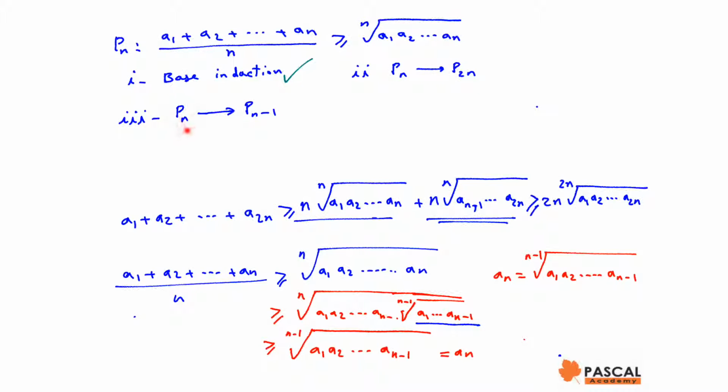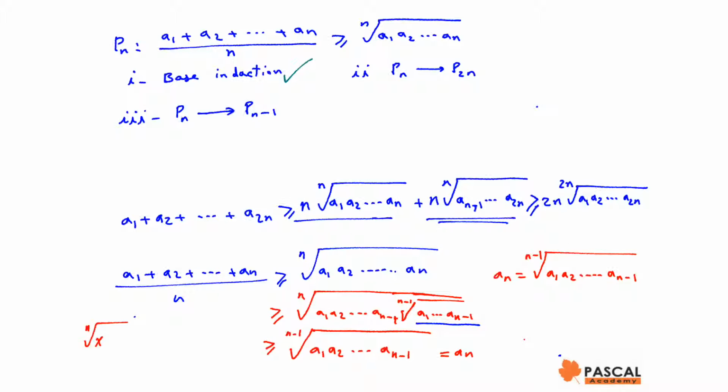The last step is assuming it is true for n and prove it is true for n minus 1. We know it is true for n numbers. That means (a1 plus a2 plus ... plus an) over n is greater or equal than the n-th root of a1 a2 ... an. We assume an is the (n minus 1)-th root of a1 a2 ... a(n minus 1). Therefore, (a1 plus a2 plus ... plus an) divided by n is greater or equal than the n-th root of a1 a2 ... a(n minus 1) times the (n minus 1)-th root of a1 a2 ... a(n minus 1).